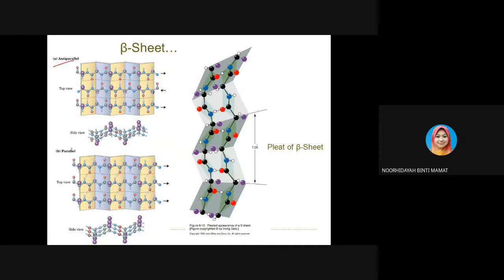The beta sheet can also be categorized into anti-parallel and parallel beta sheets. What makes the difference between anti-parallel and parallel is that parallel beta pleated sheets have two polypeptide chains running in the same direction, so we call it a parallel beta sheet, while anti-parallel beta pleated sheets have two or more polypeptide strands running in opposite directions. The anti-parallel beta sheet protein actually has stronger and more stable hydrogen bonds.